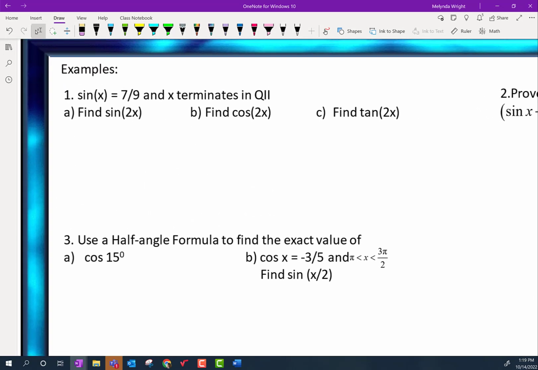So our first example gives us sine of x is 7/9. Okay, so I want you to notice something here. A couple things. First of all, that's a single angle. And these are all double angles.